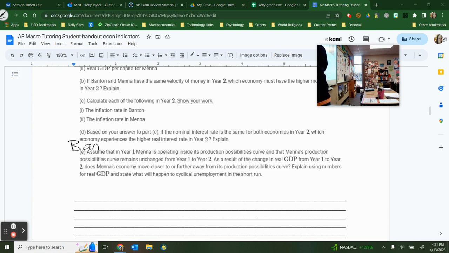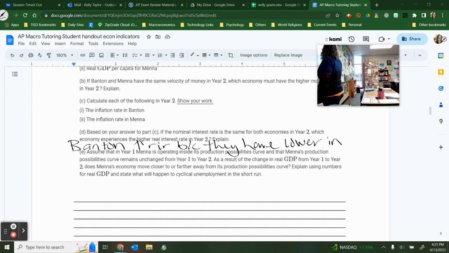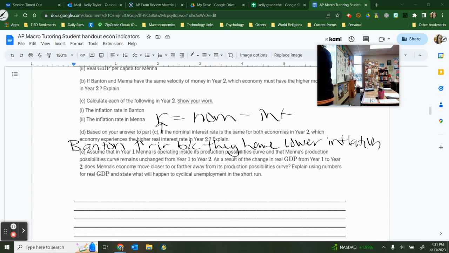So Banton has the higher real interest rate because they have lower inflation. Is that always a correlation? Well, it's the Fisher equation. Real is nominal minus inflation, and they have lower inflation, so they must have a bigger real. Wait, Ms. Taylor, is that this thing you showed us? Yeah. Okay.